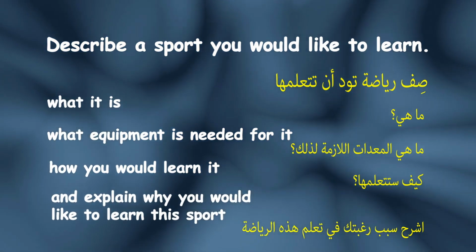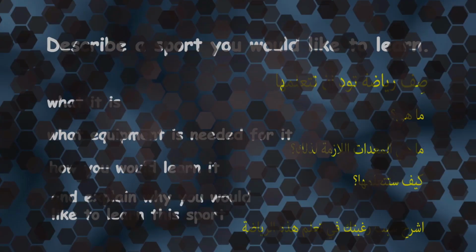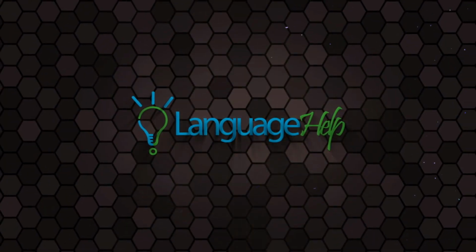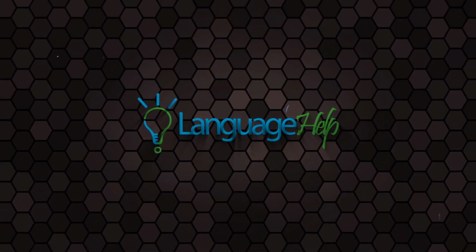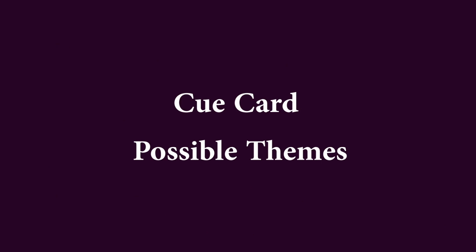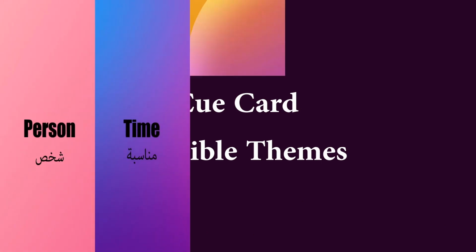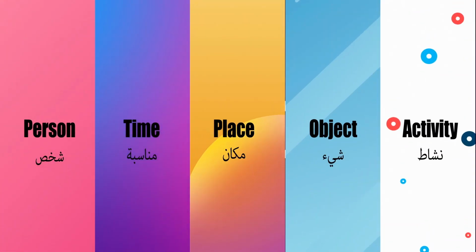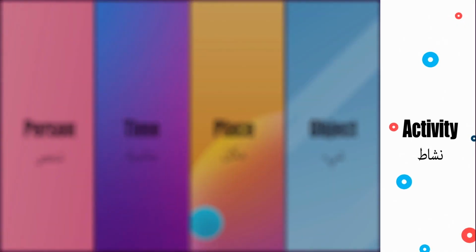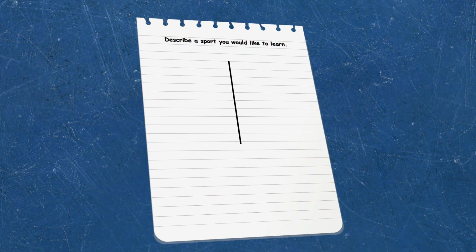This is Language Help, and today we're discussing a cue card. A cue card can be about a person, a time, a place, an object, or an activity. Today's cue card is about an activity. Now, how would you go about answering this question?